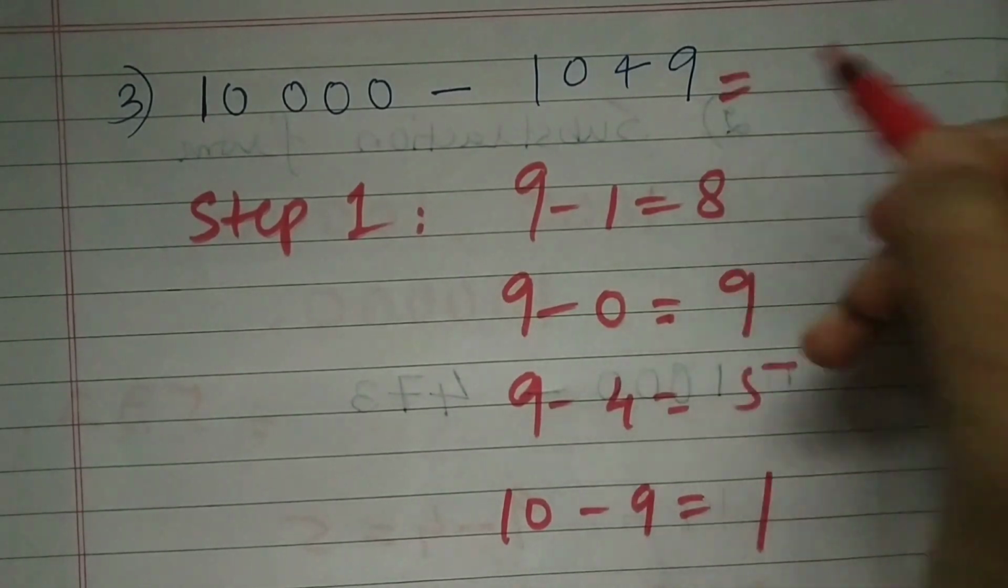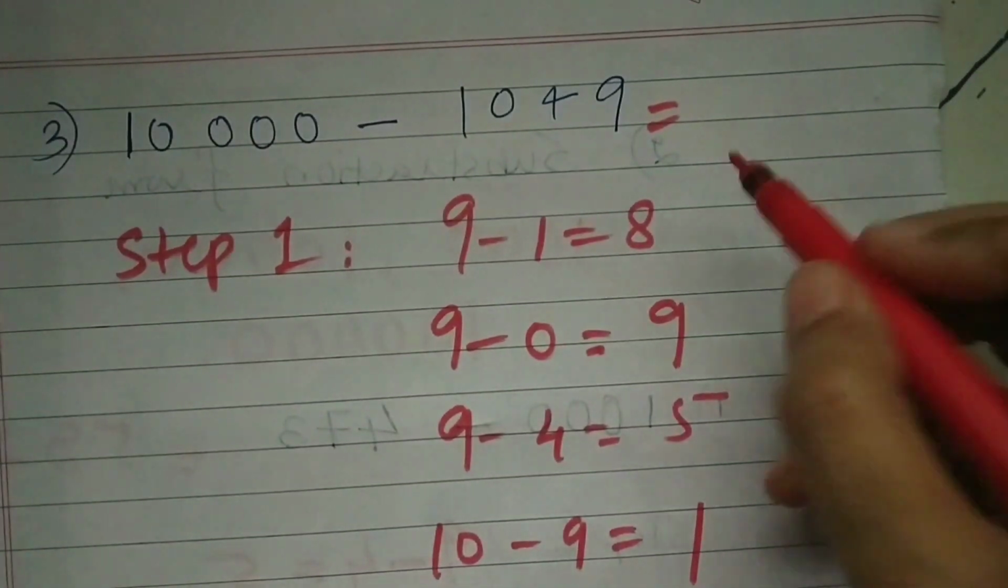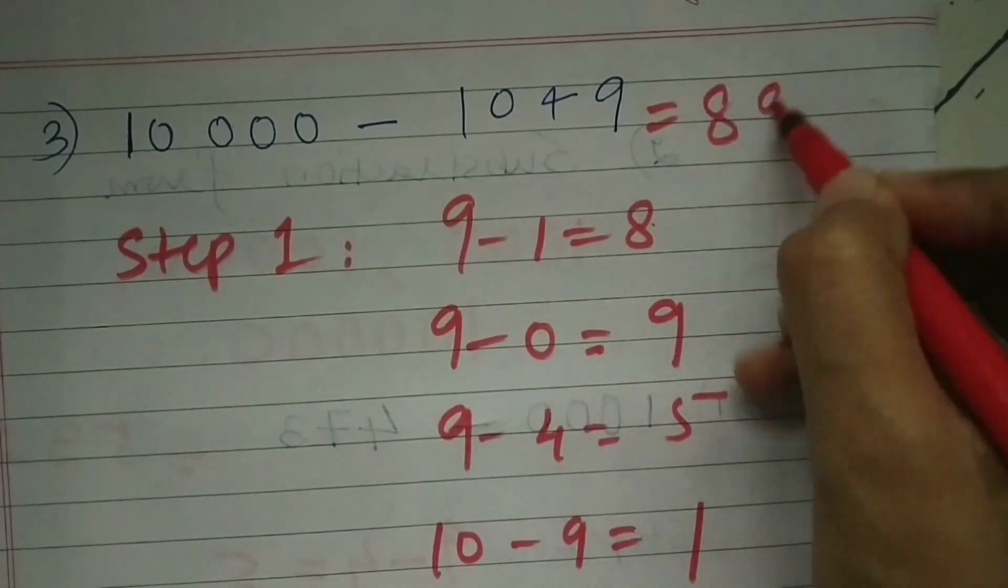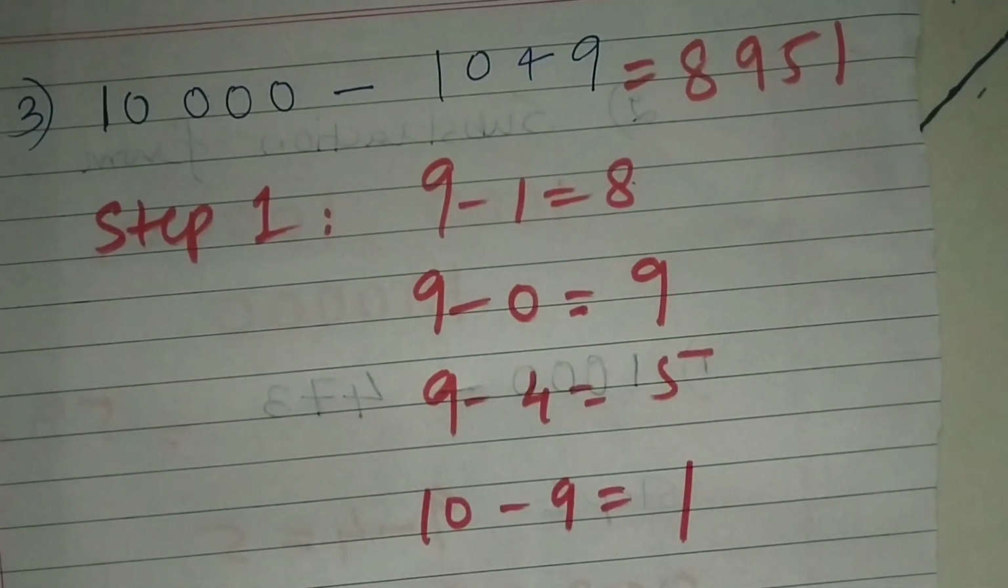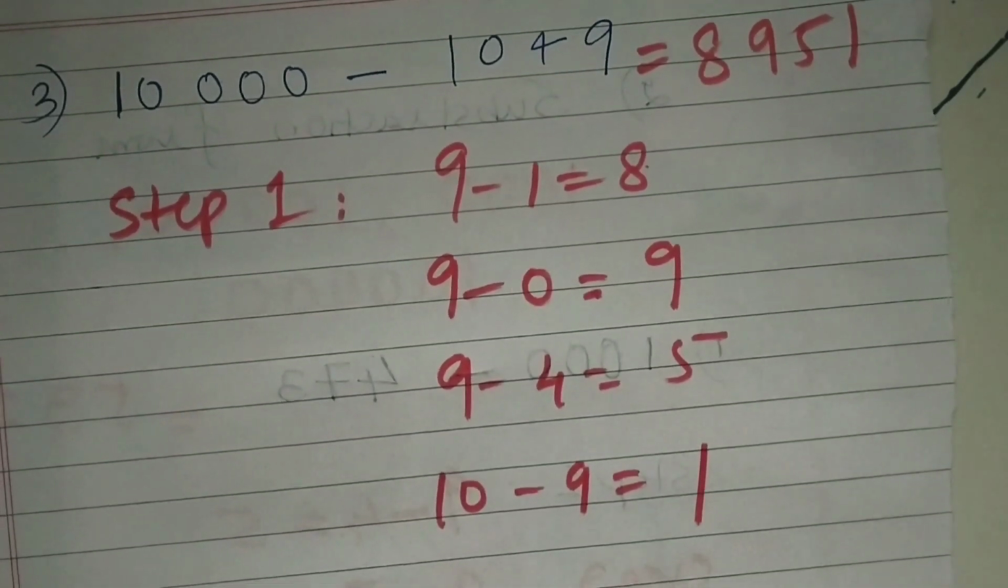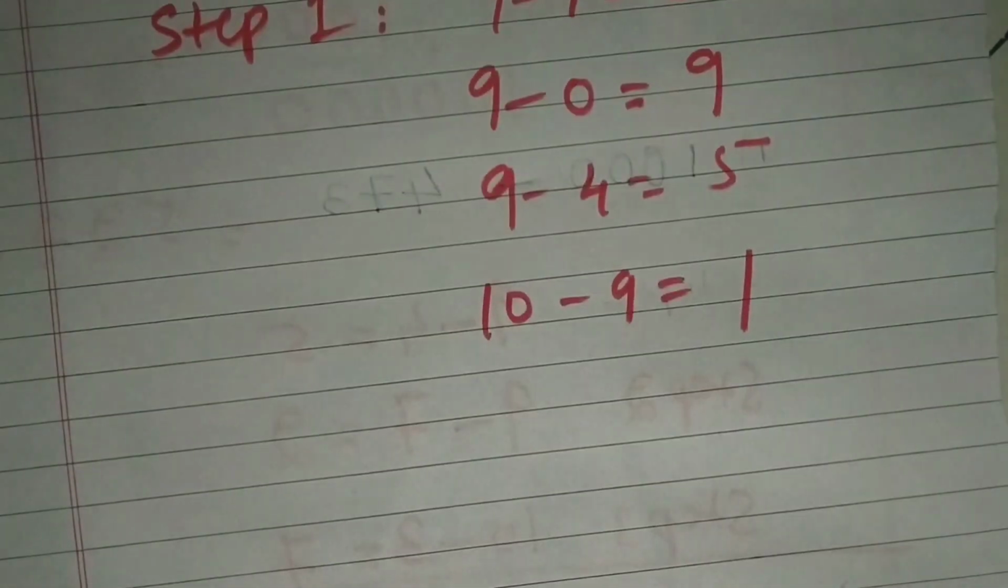Thus, the answer for the subtraction, come on, faster, what will it be? 8951. So, you are done. See, such a big number you subtracted so easily, isn't it? Yes. Now let's see one more example.